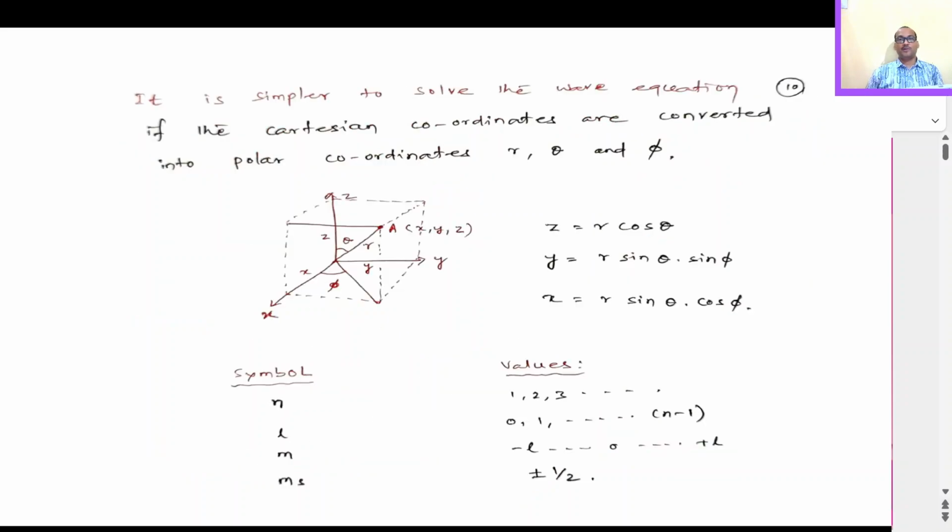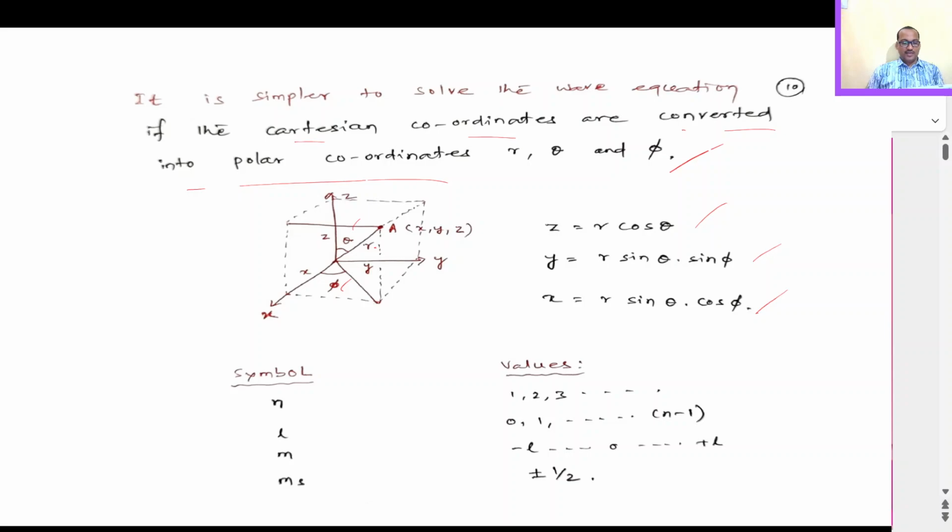It is simpler to solve the Schrödinger wave equation if the Cartesian coordinates are converted into polar coordinates, that is r, theta and phi. Here you can see the coordinates x, y, z, and this angle is theta and this angle is phi. And this is from the origin to point A, that is the distance r. When you convert these Cartesian coordinates into polar coordinates, the relationships are z equal to r cos theta, y equal to r sin theta sin phi, and x equal to r sin theta cos phi.